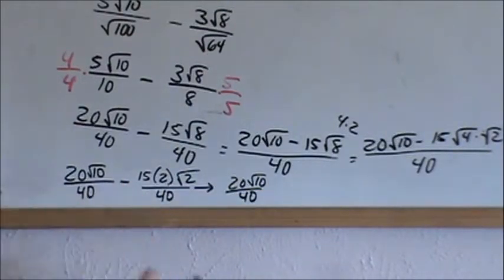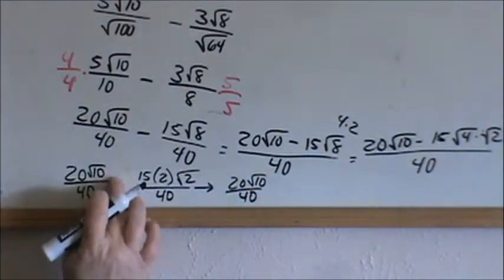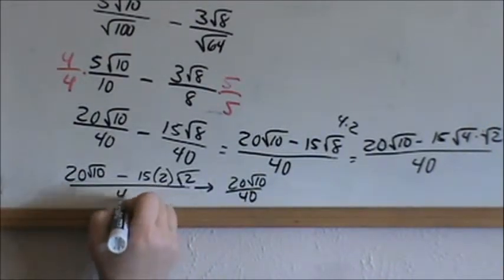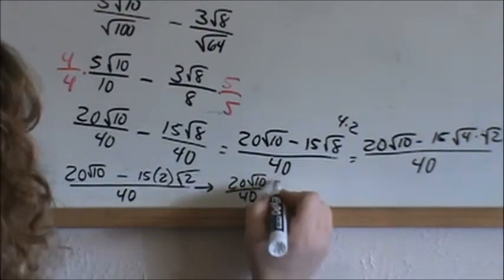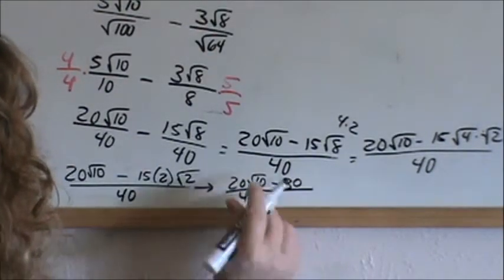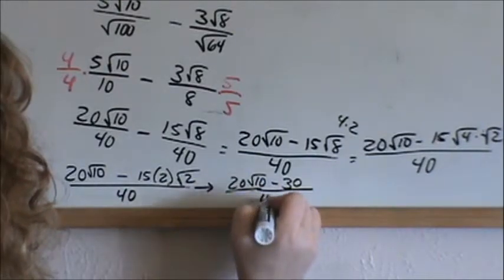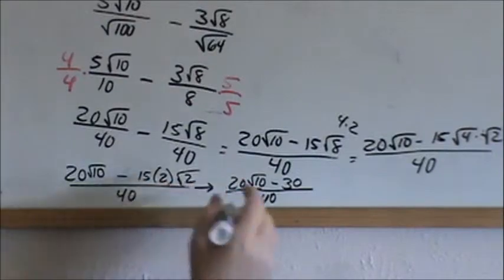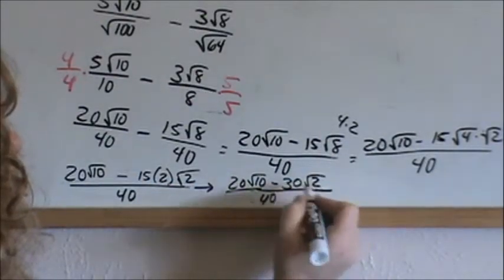Oh, let me back up a step. This is all supposed to be written over one denominator. Minus all over 40. Minus, combining our numbers to numbers, that's a 40. 15 times 2 is 30, and my radical 2 stays.